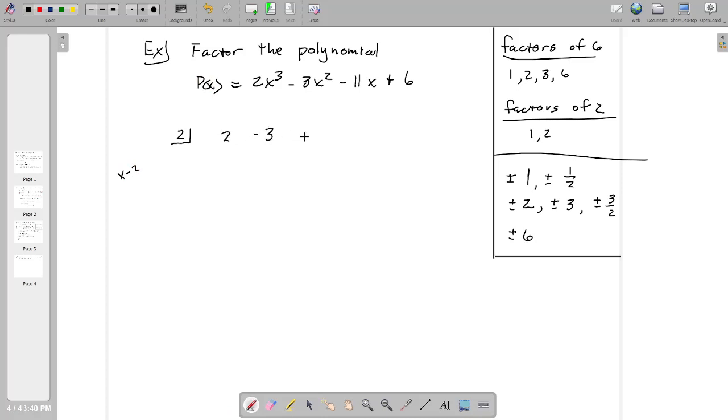2, -3, -11, and 6. Remember, this is x cubed, this is x squared, this is your x term, and this is your constant term. Now, if x minus 2 happens to be a factor, and we get a clean factorization here with a remainder of 0, then we would say that x minus 2 is a factor of this polynomial, and we would have an x squared term here. Now I'll show you that when we get to it. So we bring our 2 down.